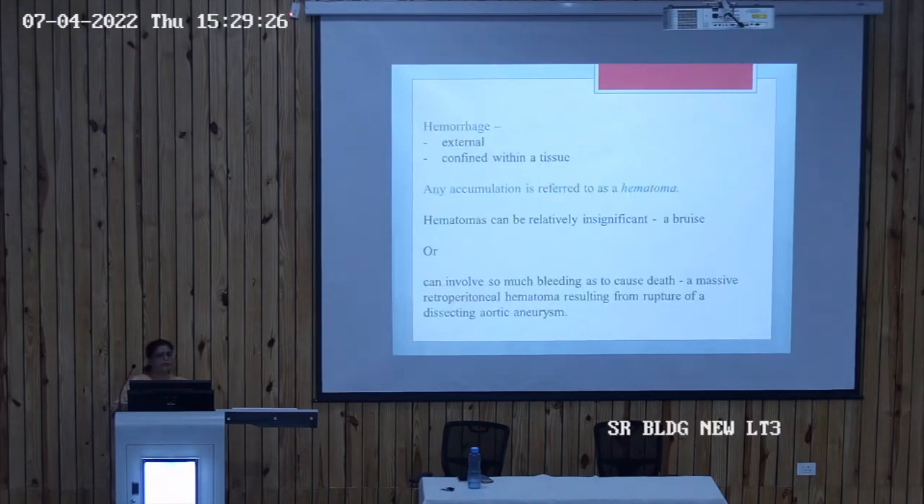So hemorrhage can be external, or it can be confined within a tissue, and any such accumulation is known as hematoma. A hematoma can be relatively insignificant, called a bruise.